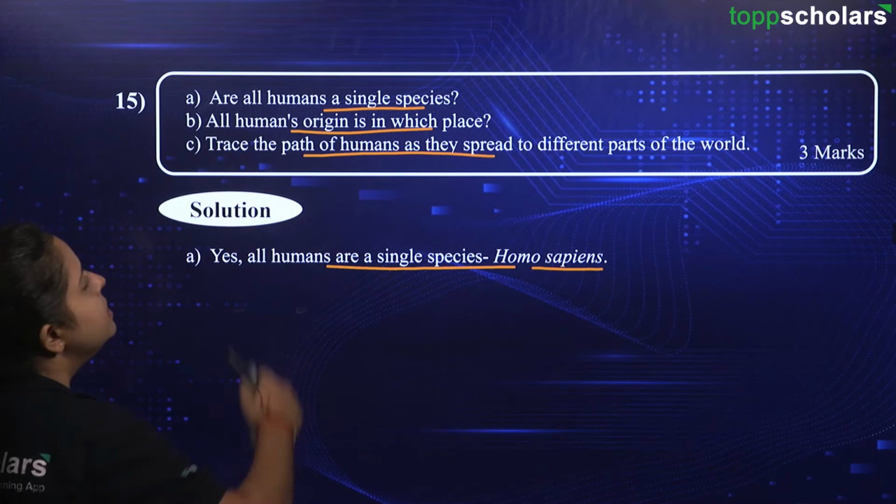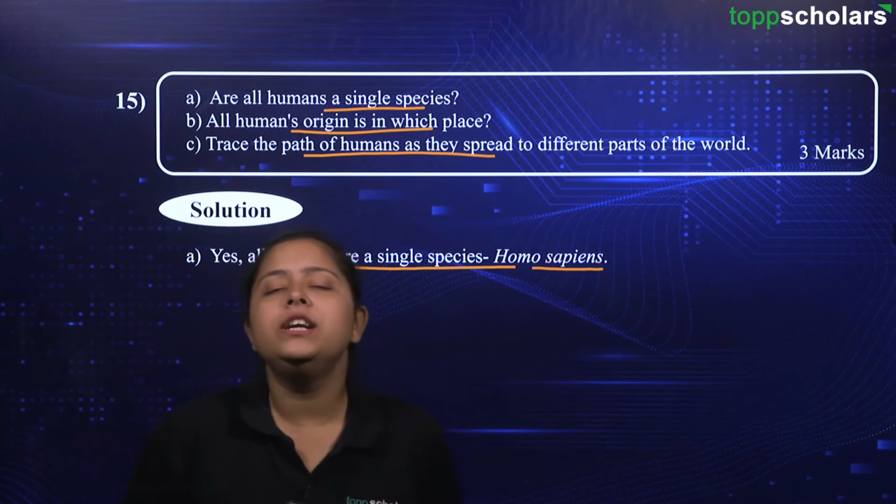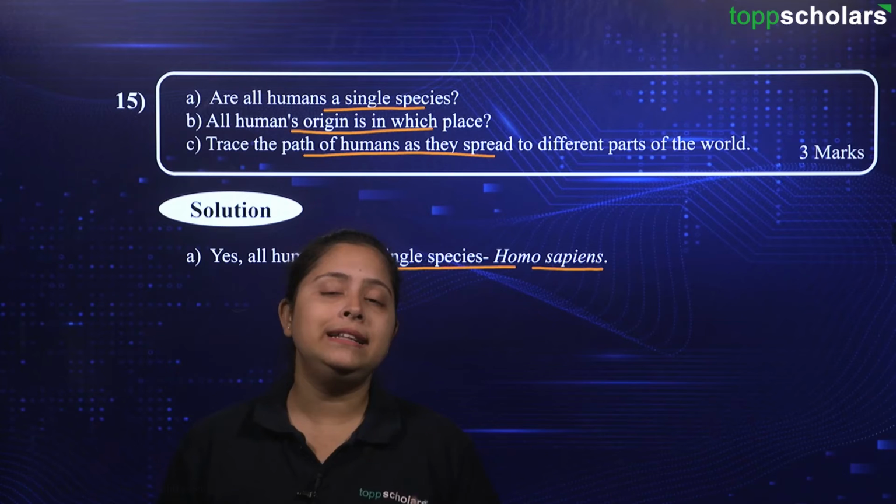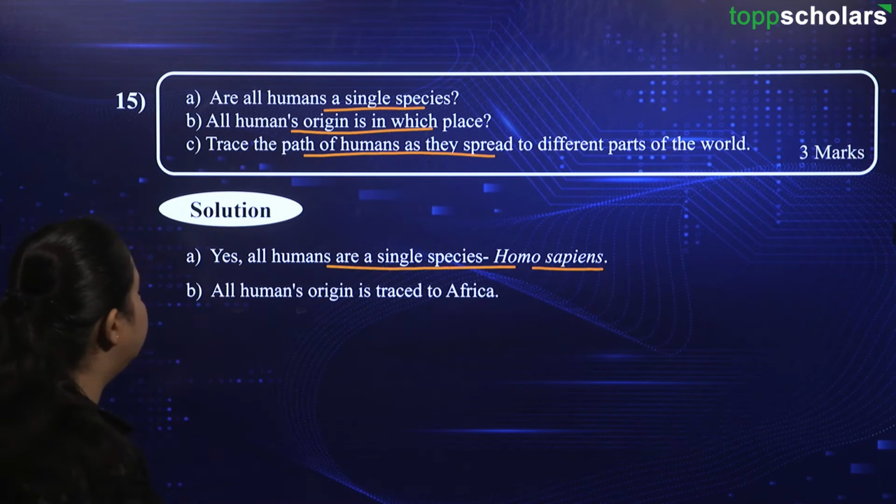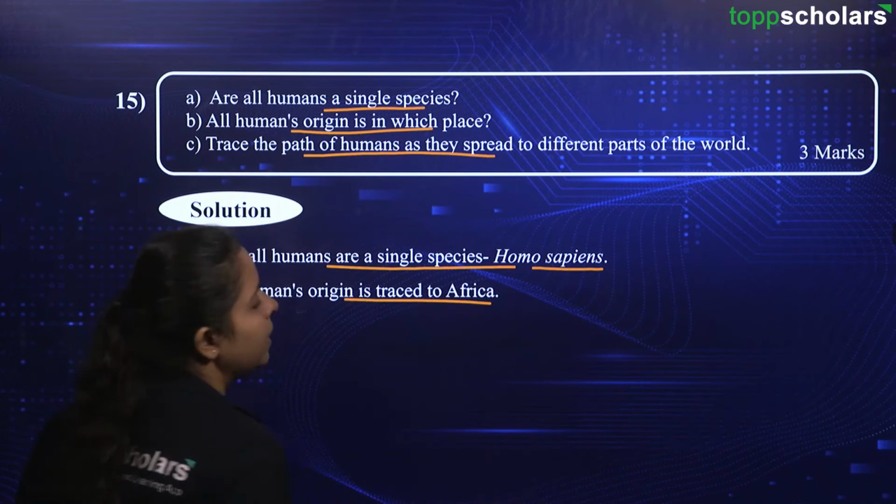Going ahead, all humans' origin is in which place? The origin is found to be only in one place, and that is Africa. Let us write it down over here. All humans' origin is traced back to Africa.